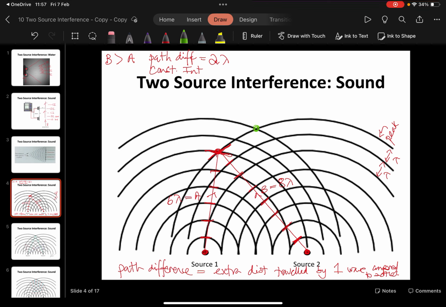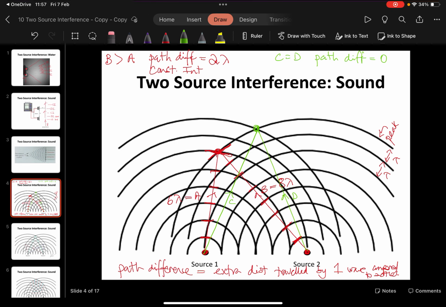Okay? Now, let's pick a different point. Let's pick that point there. Okay, and I'm going to do a similar process. There's the path taken to get to that point from source 1, and there's the path taken to get to source 2. Going to call that C and D. And I think by eyeballing those, you would say that actually C and D are the same length. So there is no path difference. There is no difference in distance travelled by C and D.